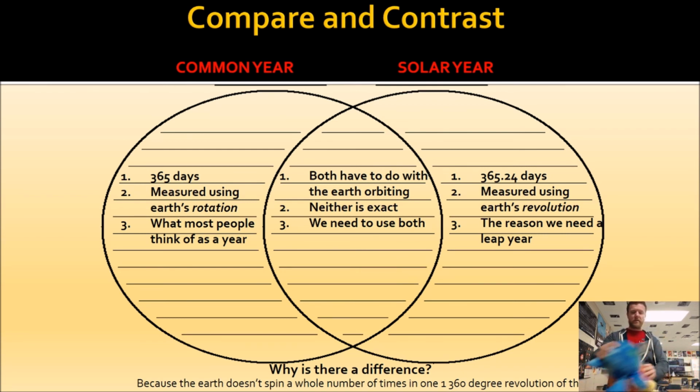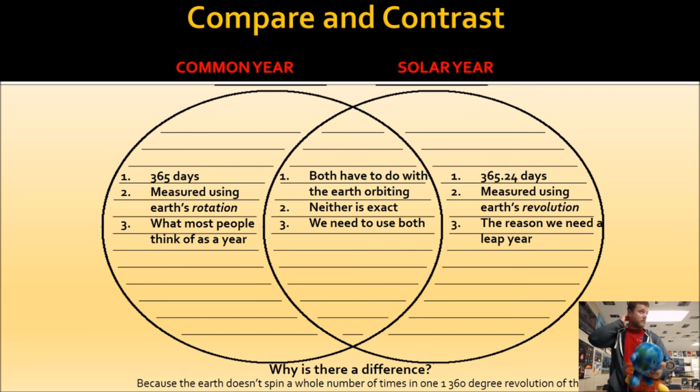Well, both of them have to do with the Earth orbiting around the sun, but neither one of them is exact. So they have to somehow match up. And we do need to use both. All right, one full orbit that will get us to the same season, and 365 spins that will keep the time. Like noon will still be noon, and 2 in the afternoon will still be 2 in the afternoon.